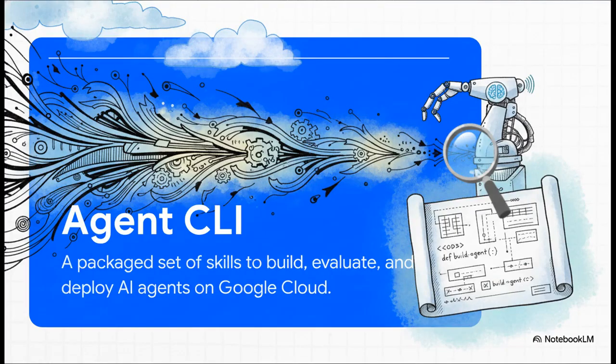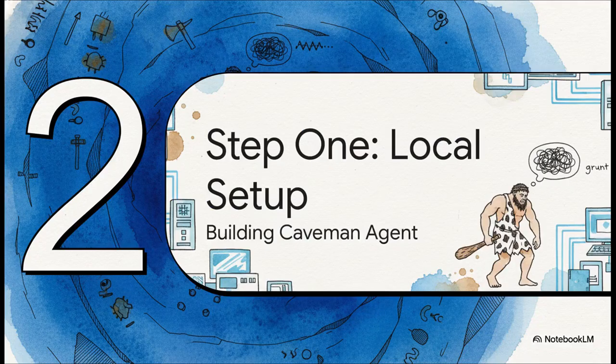So what exactly is this new superpower? Well, the Agent CLI is basically a packaged set of skills built specifically for creating, evaluating, and deploying AI agents right on Google Cloud. Once you install it globally, it automatically gives a coding agent, say Gemini CLI, all the internal tools, code-based knowledge, and SDK understanding it could ever need. It literally cures your coding agent's hallucinations because it hands it the exact blueprint to build things correctly from the jump. All right, on to step 1, local setup.